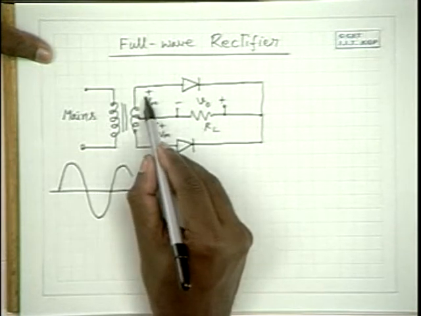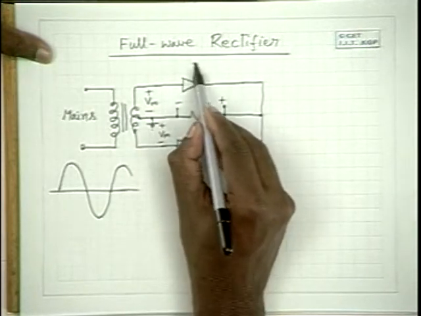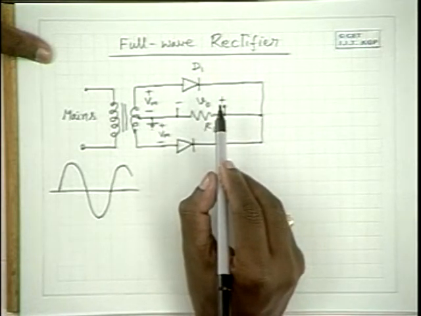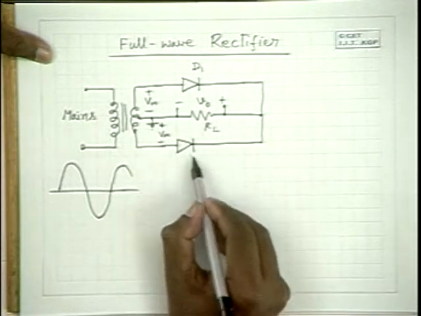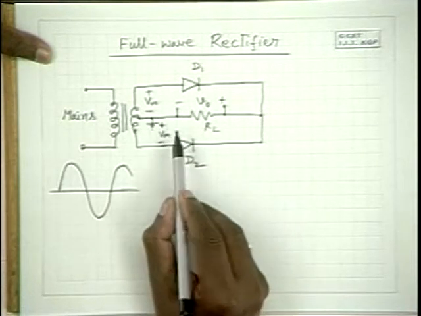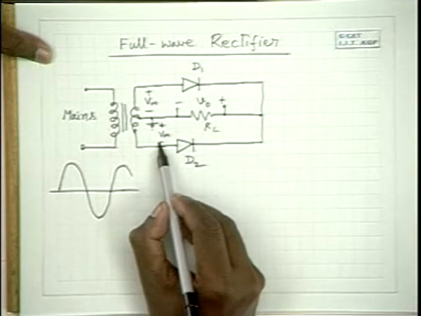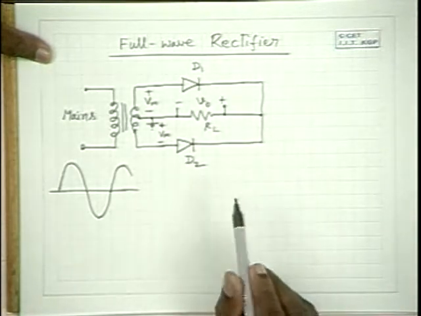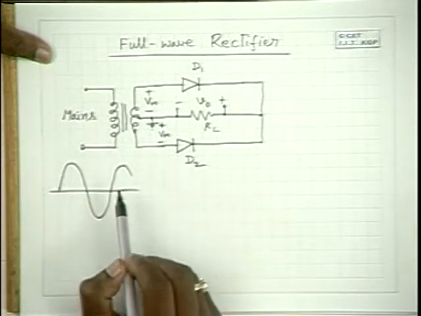Now for the positive voltage appearing here, what happens to this diode D1? D1 is forward biased. And with the same amount of positive voltage appearing here, what happens to D2? D2 is reverse biased because the anode side is connected to the negative point. Hence D1 conducts and D2 goes off during the positive half cycle of the mains.